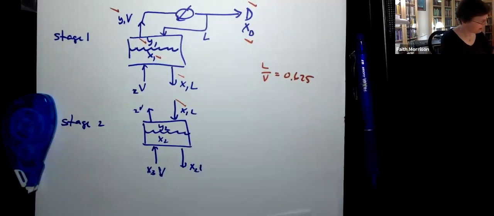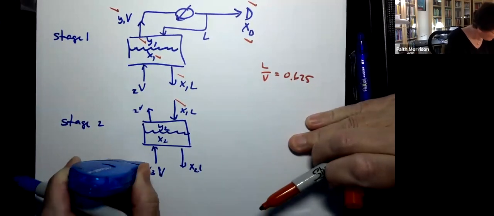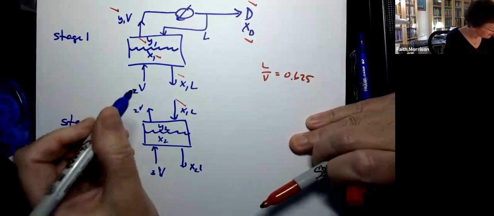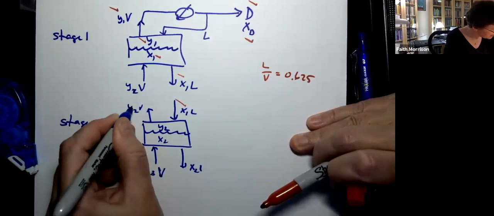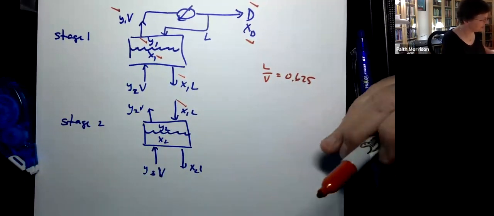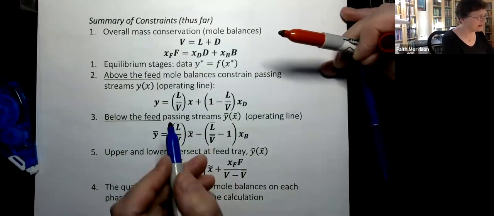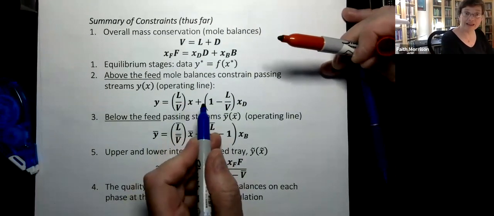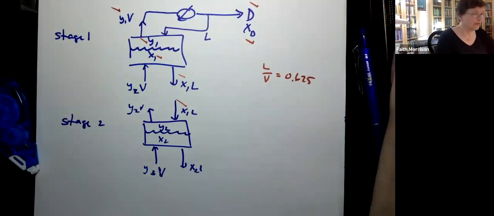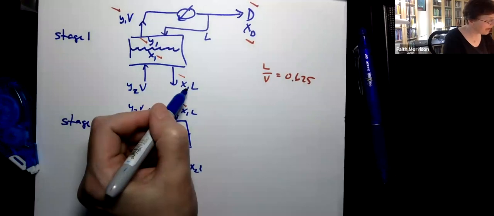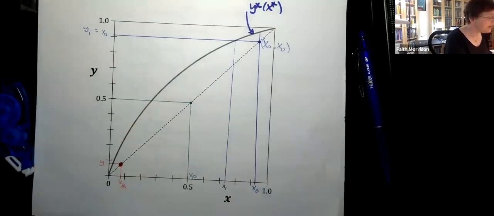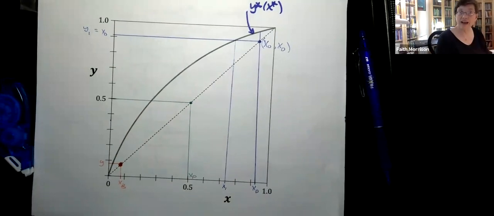All the vapor streams are Y's. So this is Y2, Y2, Y3. So this X1, Y2 relationship is just this operating line for the upper half of the column. So here's X1, and we need the operating line.